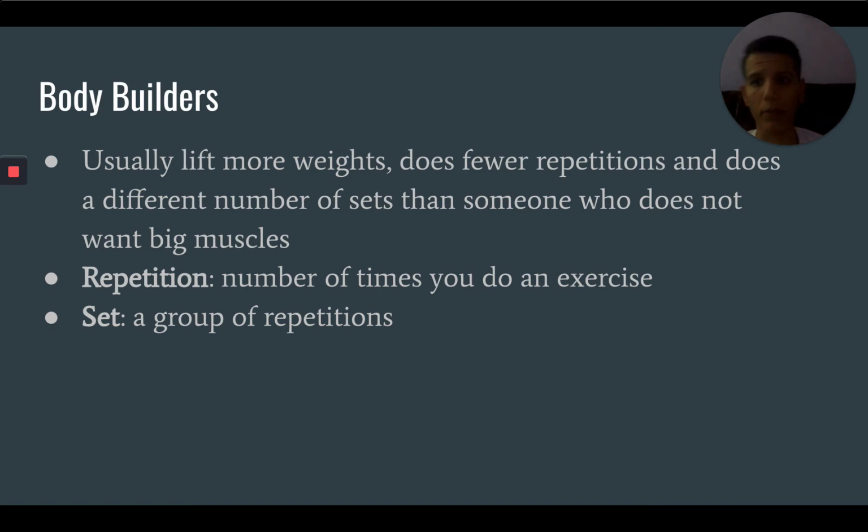But bodybuilders usually lift more weight, they do fewer repetitions, which means fewer at a time, and they do a different number of sets than someone who doesn't really want big muscles. Bodybuilders want big muscles. A repetition is the number of times you do an exercise, and a set is a group of repetitions. Those 2 words, sets and repetitions, are going to be words that we will be using a lot, especially when we go back into school.